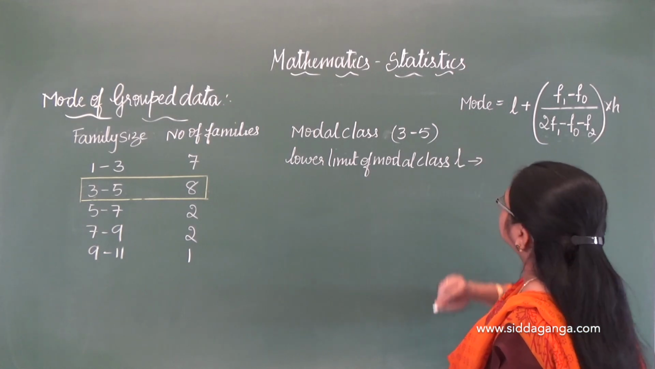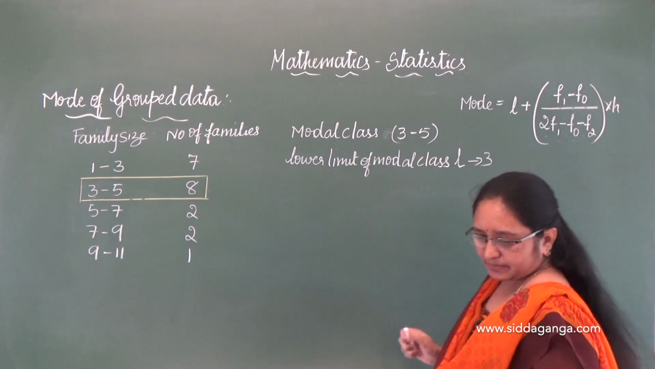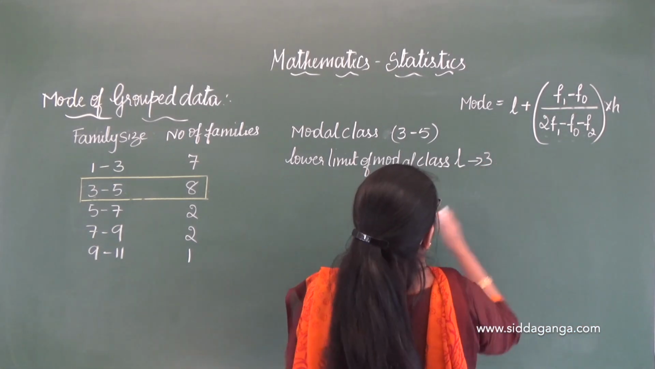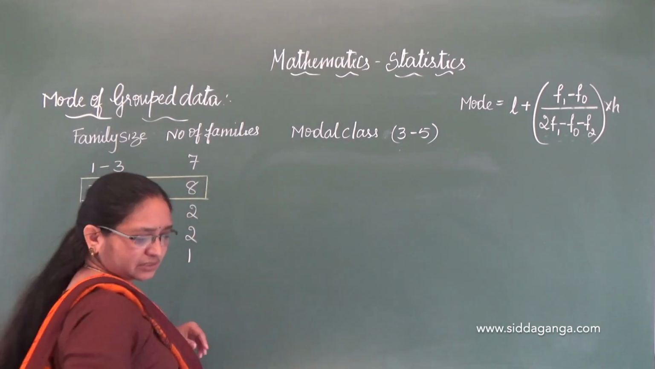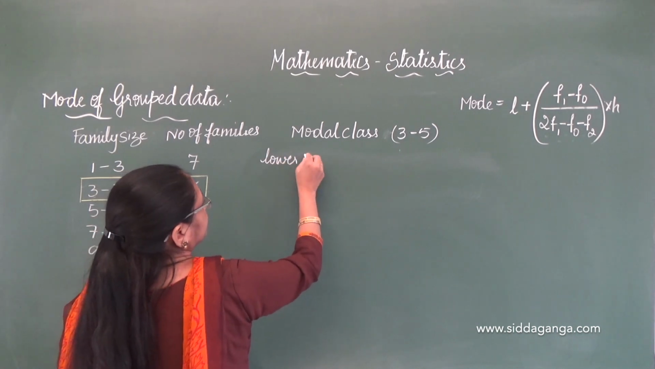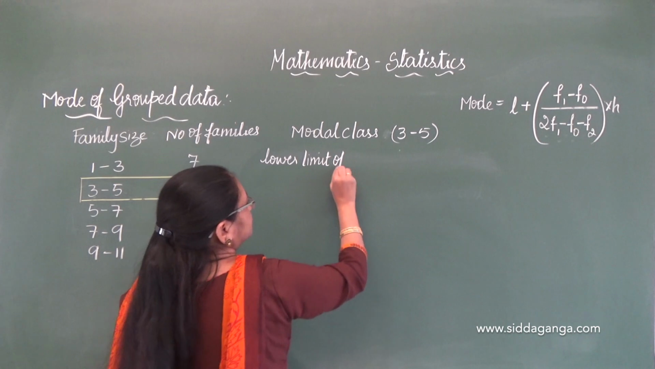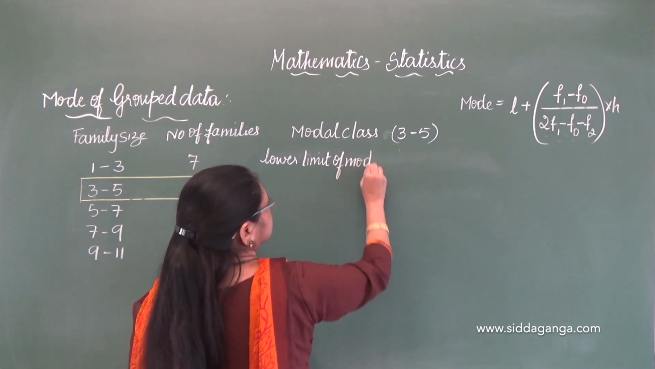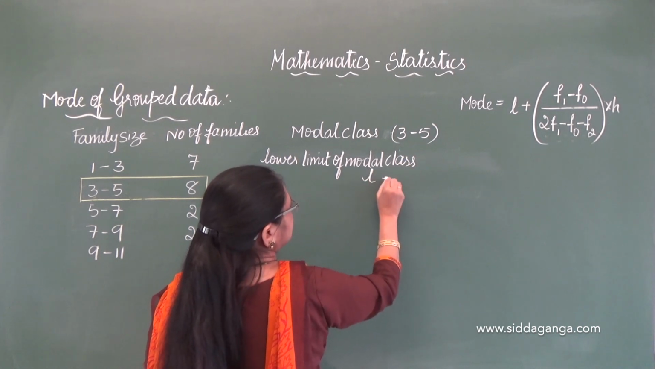L. So, what is it? 3. So, let me write within this so that we can work it out there itself. I will write from here: lower limit of modal class, that is L. L is equal to 3.